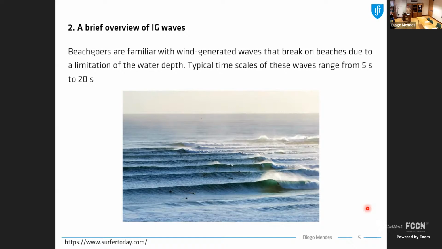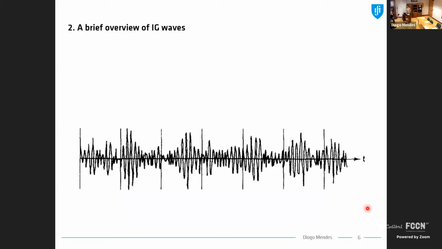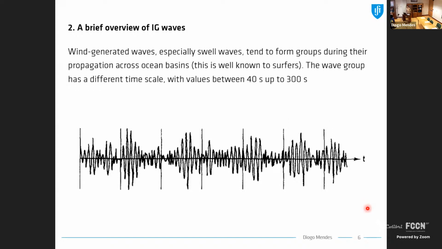So imagine now that I put an oceanographic instrument somewhere in a water depth of 10 meters, either a pressure sensor or a wave gauge. What do I get? I get a signal like this. So in time, you see the sea surface fluctuations associated with wind-generated waves. Wind-generated waves, especially swell waves, tend to form groups during their propagation. This fact is well known to surfers. Usually surfers wait for the larger waves within the wave groups.